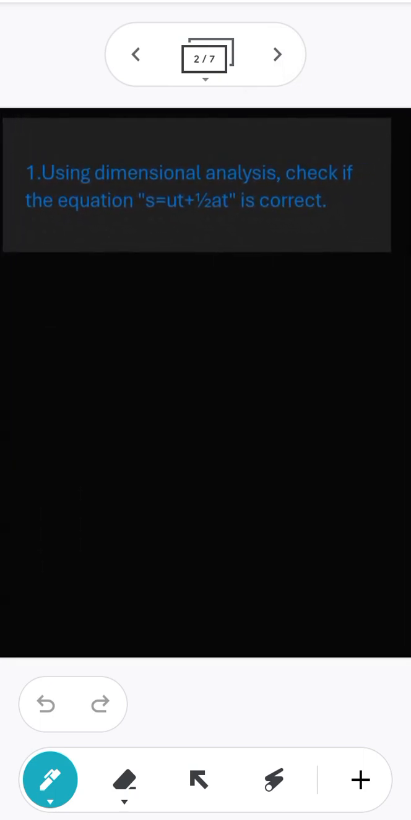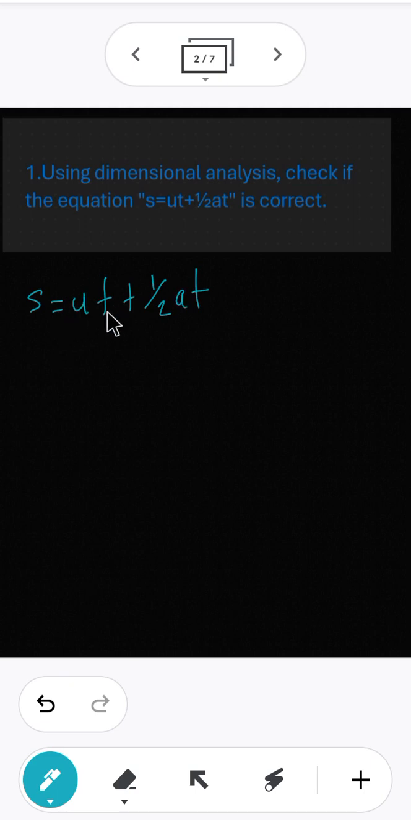Our first example says, using dimensional analysis, check if the equation S equals UT plus half AT is correct. This seems familiar to most of us who study this. I'm not going to talk about where I got this equation from, but you're meant to know it from your O level. At the end of the class, we'll talk about the equation. So using dimensional analysis, check whether the equation is correct. If you're familiar with the equations of motion, you have seen this equation before.